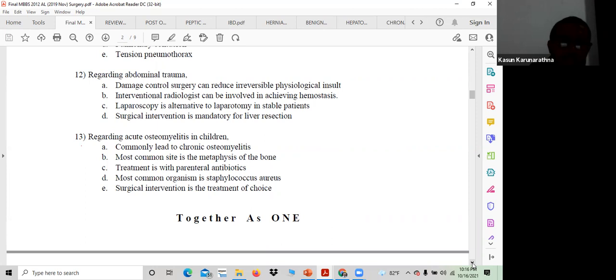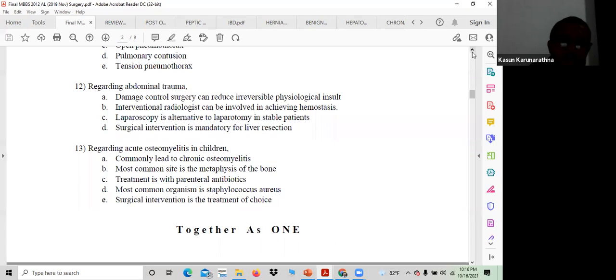Because surgery itself carries a degree of trauma that will worsen the physiological derangement in a patient who has already undergone trauma, right? Interventional radiologists can be involved in achieving hemostasis, especially when it comes to renal injuries, relative to laparotomy in stable patients.